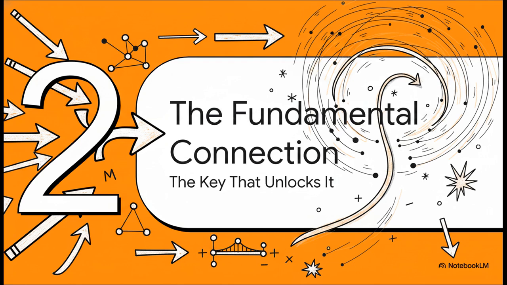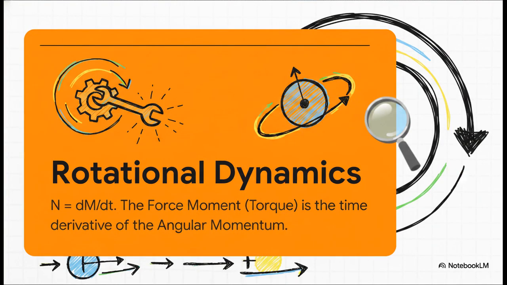So we have our pieces laid out. We've got m, we need to find n. How on earth do these two things connect? It's like we're missing a bridge between them. Well, it turns out there's one single beautiful equation in physics that is that bridge. It's the key that unlocks this entire problem. And here it is, boom, n equals dm/dt.